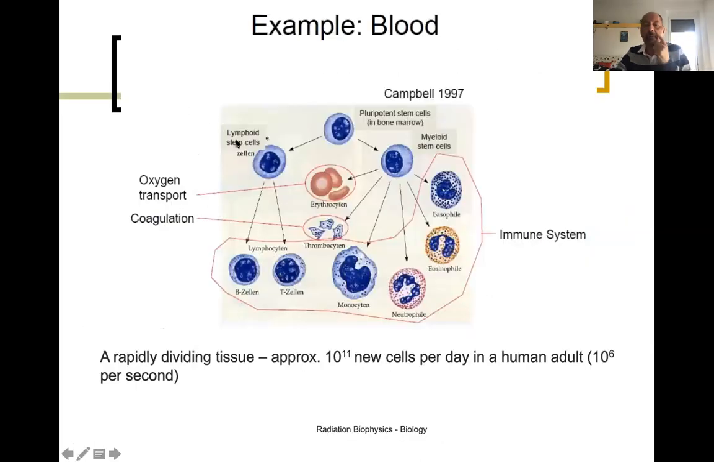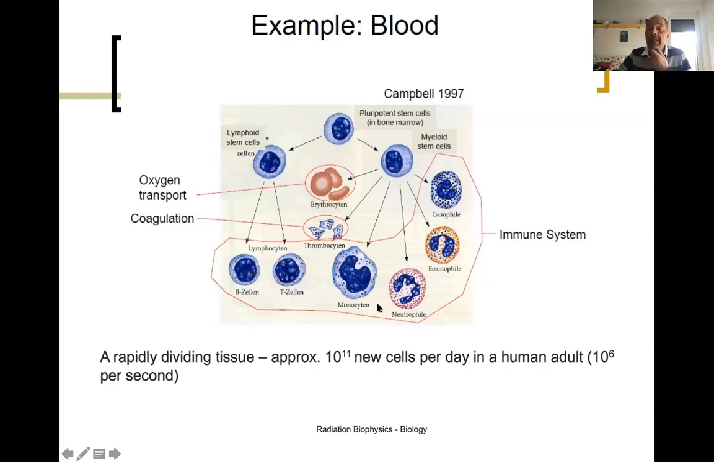This is the example of the blood. You see that these are the pluripotent stem cells that create lymphoid stem cells and myeloid stem cells. From the myeloid stem cells, for example, you have the erythrocytes, the thrombocytes, but you also generate basophil, eosinophil, neutrophil, monocytes, T cells, and the T and B lymphocytes.